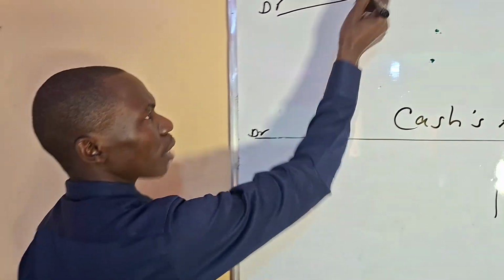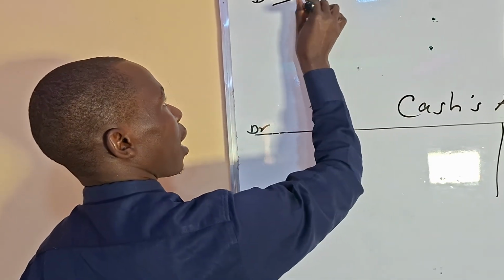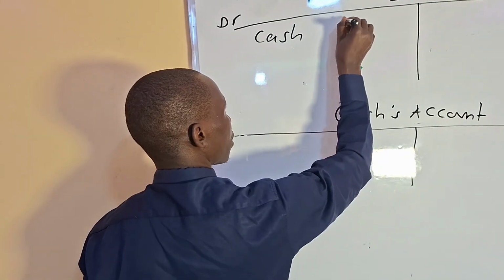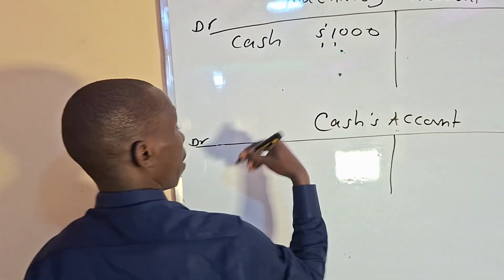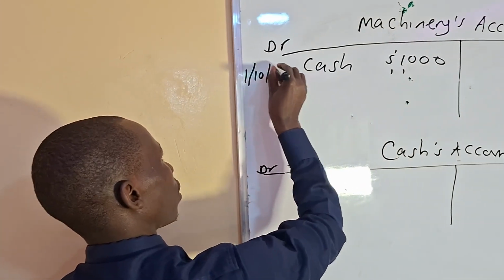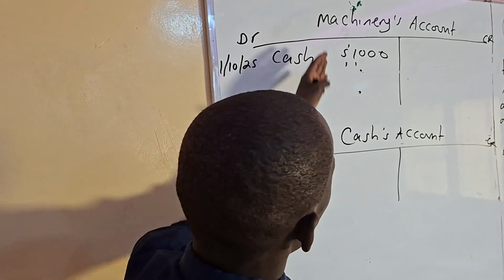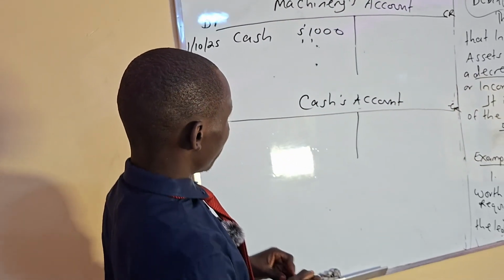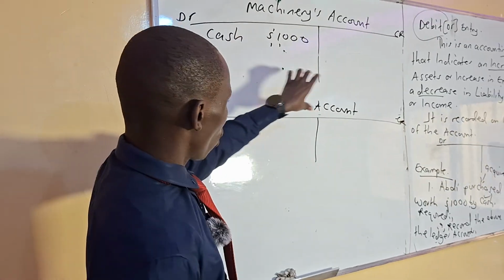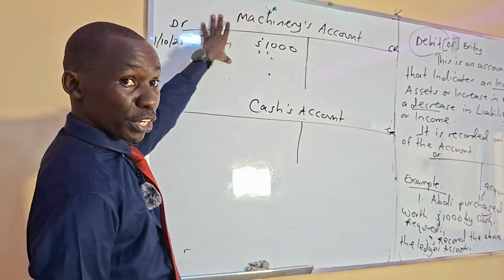You come here. A machinery, you are increasing machinery using cash. How much? $1,000. Maybe they can give you dates, it can be first, maybe 2025. You are using cash to acquire more machinery. We are not yet done. We said each transaction must be recorded twice. Don't forget, when our asset is increasing, we debit.